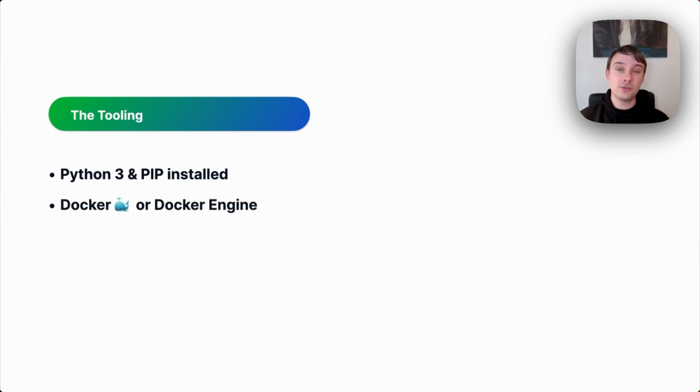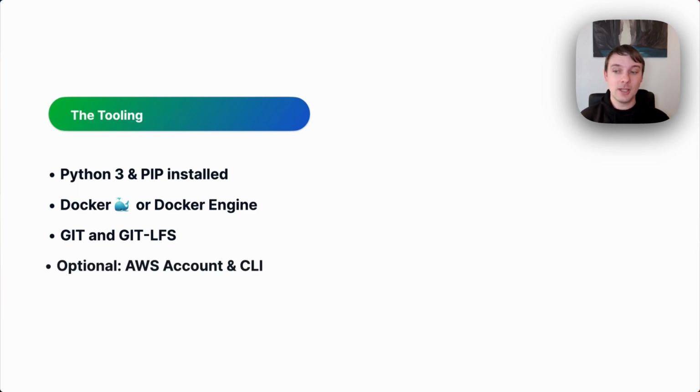So before we get started, there's some tooling that we need. What we need is Python 3 installed on our local machine, and we also need the Python package manager as well. We need to have Docker or Docker engine, Git and Git LFS, and optionally an AWS account and their CLI tooling installed. Now, all the links for this are available down below this video.